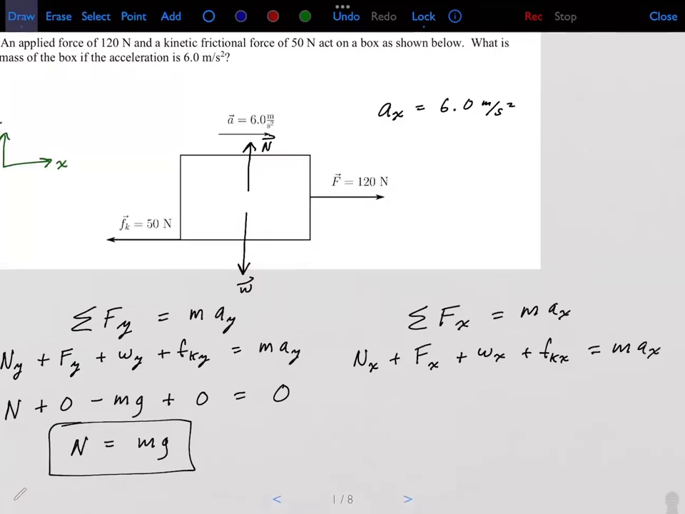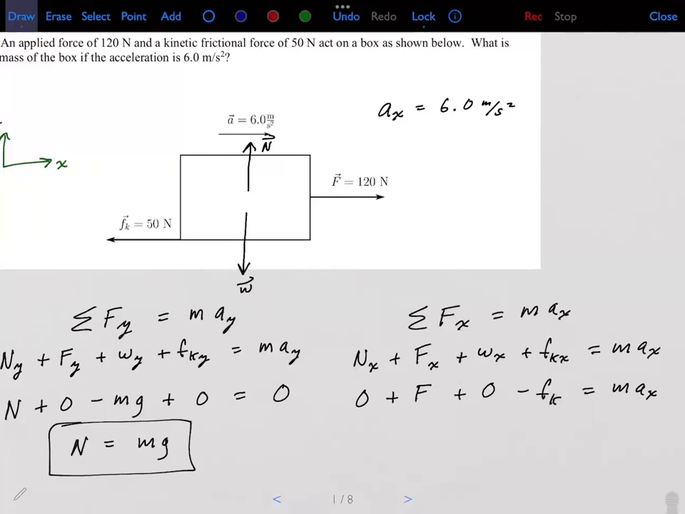Well, now what is the x component of normal force? All of it is in the positive y direction, right? So none of it is in the x. What about F? The entire force F is in the positive x direction. So it's plus F, that entire 120 newtons. The weight is in the negative y, so none of that vector is in the x direction. So that's 0. And then the frictional force, all of it is in the negative x direction, so I'll just write minus Fk. And that's got to equal MAX.